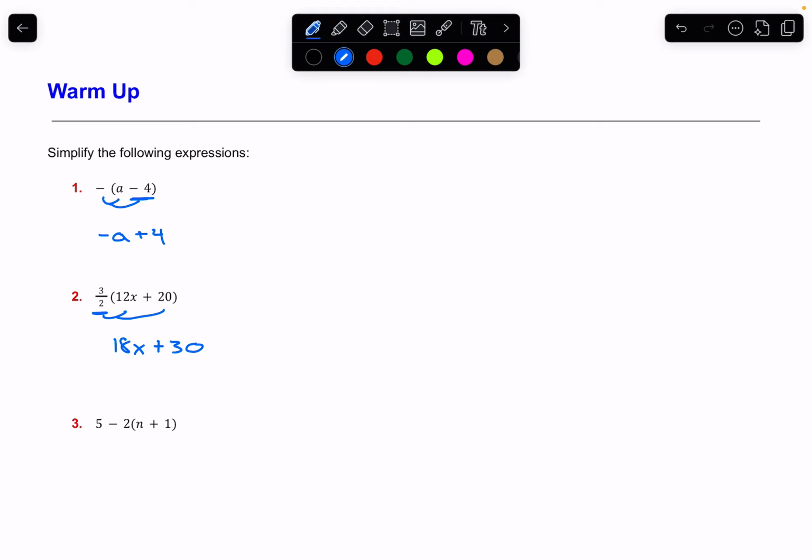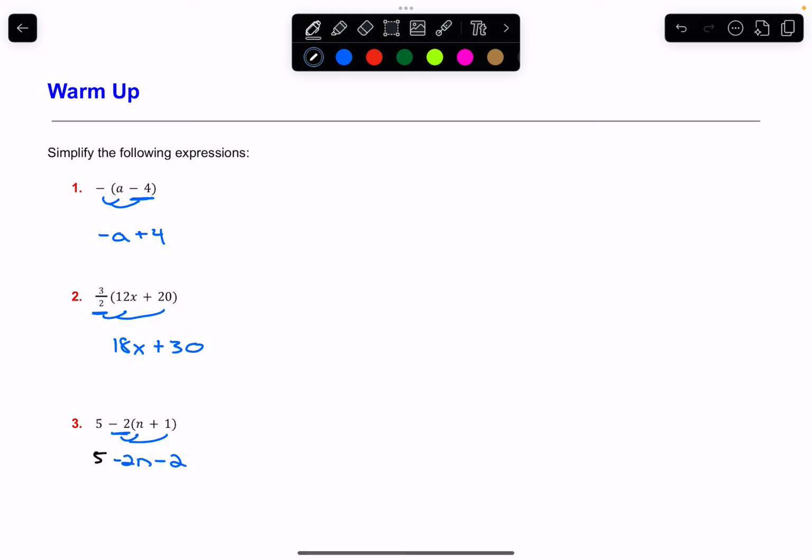Okay, and then down below we have 5 minus, and we're going to distribute this -2 to the n and to the +1. That's going to give me -2n minus 2, and that 5 was still in front. So now we actually do the subtraction. 5 minus 2 gives me 3, and I still have that -2n right next to it.